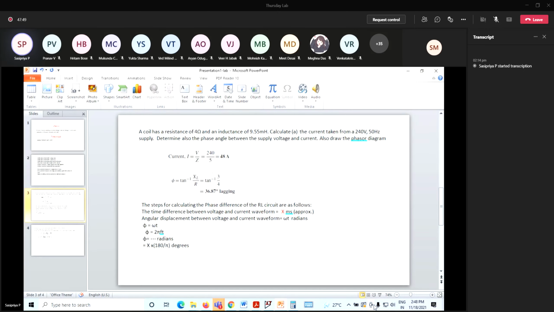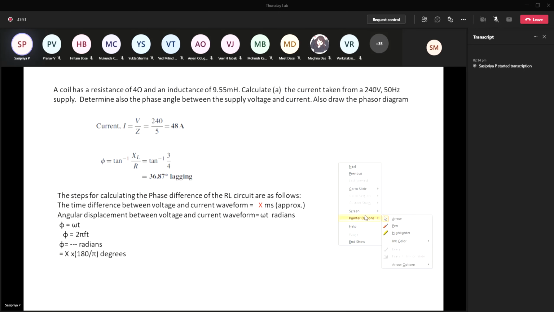Now to draw the phasor diagram, what are all the things I should have in it? Since it's a series circuit, I'll have my I. For the series circuit, I, IR, IL, everything is the same. Then I have my VL, because VR is in phase. The voltage across the resistor is in phase with the total current, and the voltage across the inductor is 90 degrees leading when compared to the current.